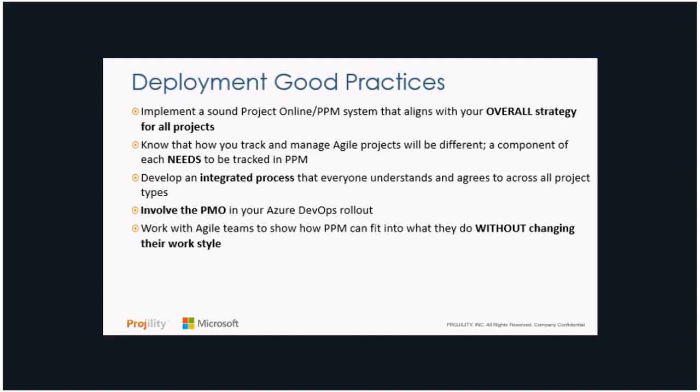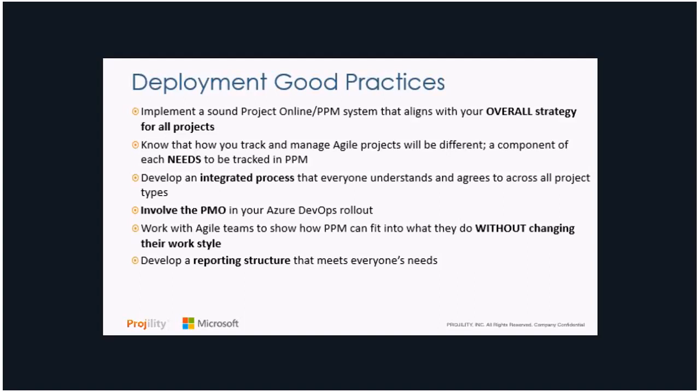You also want to work with the Agile teams because they do have their own mindset, to show them the value PPM can provide them, but not asking them to change their work style, not asking them to update lots of information in the PPM system. They don't think in terms of detailed WBSs. They think in terms of epics, sprints, features, and tasks and activities. So let them do that, but understand and get their input and get them involved in, hey, here's how PPM can add value to your world.